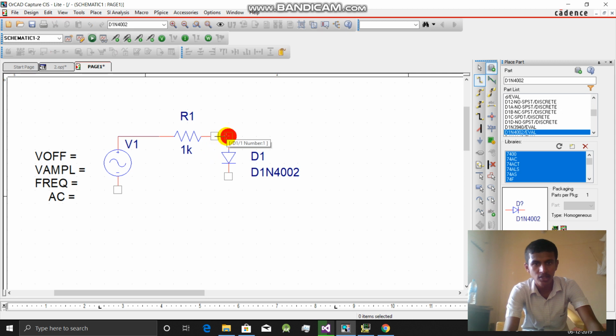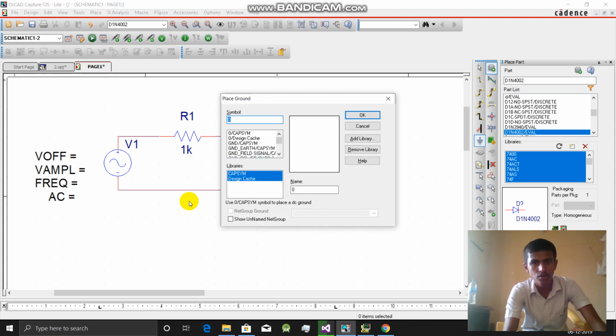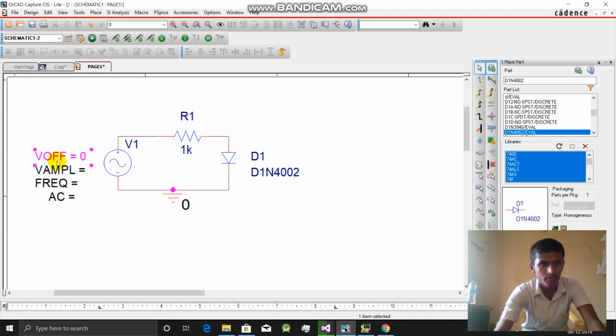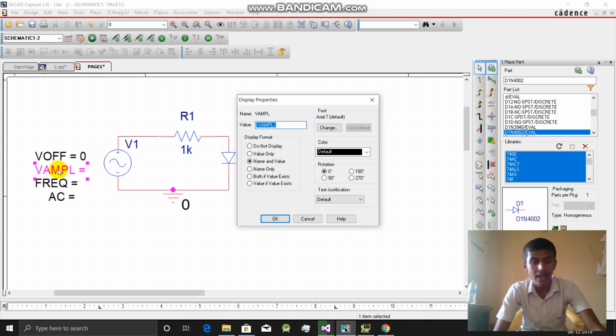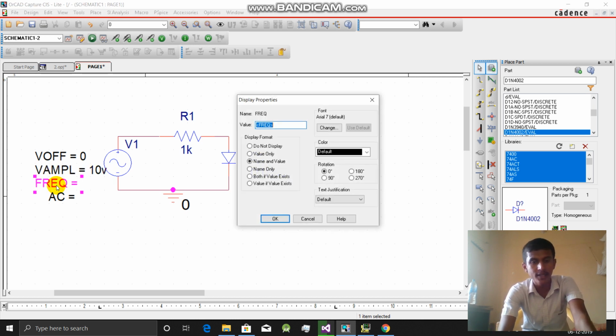From here to here, then one ground. I will connect one ground, and I will give the offset as 0, and let's say the amplitude be 10 volt, and the frequency has to be 1 kilohertz.